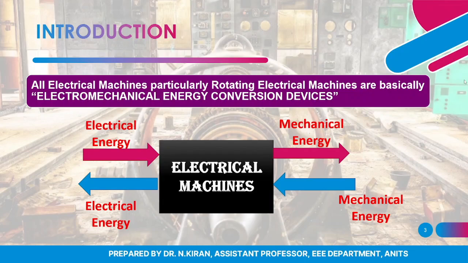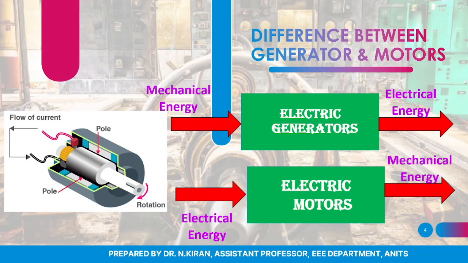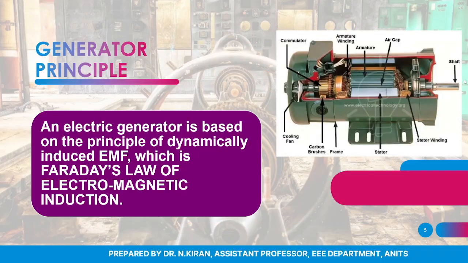So we all know that all electrical machines, particularly rotating machines, are basically electromechanical energy conversion devices. Either they convert electrical energy to mechanical energy or mechanical energy to electrical energy. If the machine converts mechanical energy to electrical energy, we call them generators. And if the machine converts electrical energy to mechanical energy, we call them motors.